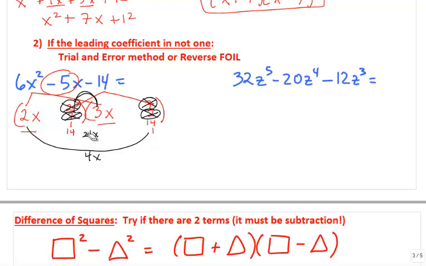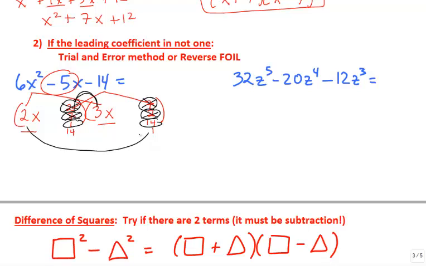So I cross it off and I move down my list, and now I'm going to use the 1 here and the 14 here. And we're doing inner times inner. So 1 times 3x is 3x. 2x times 14 would be 28x. 28 and 3 will not add or subtract to a 5. So that option doesn't work either.